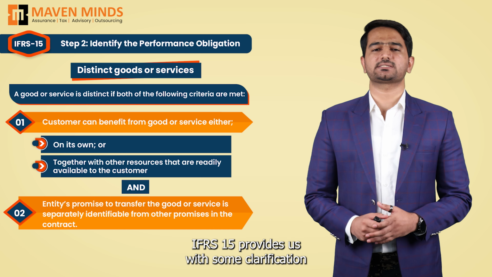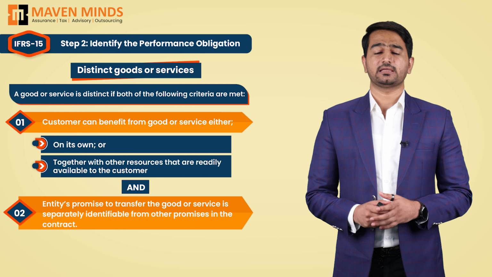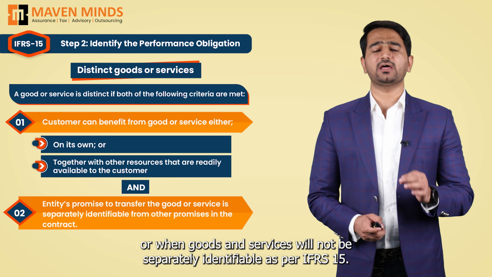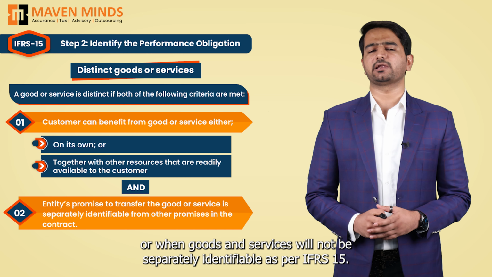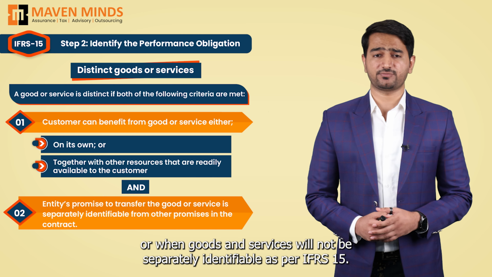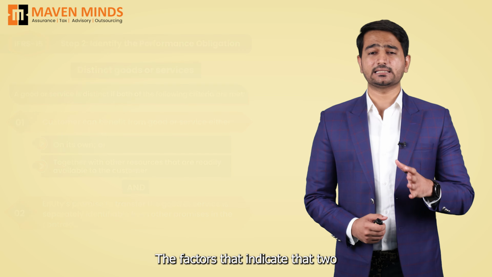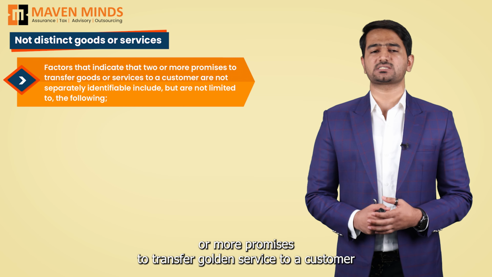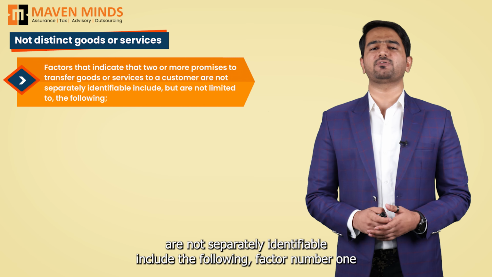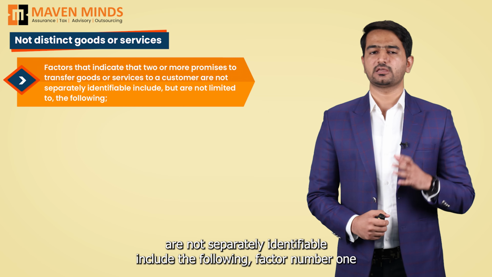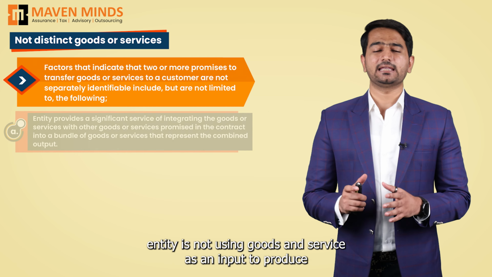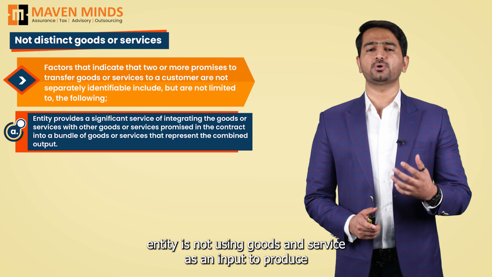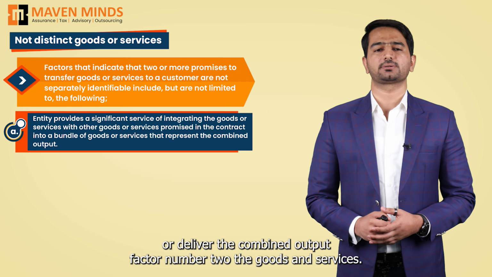IFRS 15 provides us with some clarification on when goods and services will be separately identifiable or when goods and services will not be separately identifiable. As per IFRS 15, the factors that indicate that two or more promises to transfer goods and services to a customer are not separately identifiable include the following. Factor number 1. The entity is not using the goods and services as an input to produce or deliver the combined output.